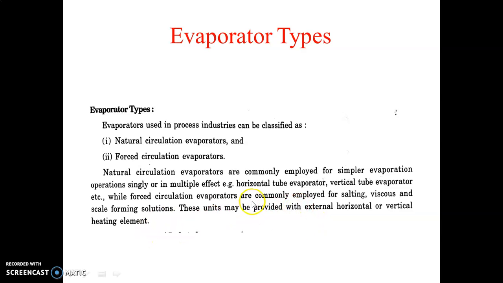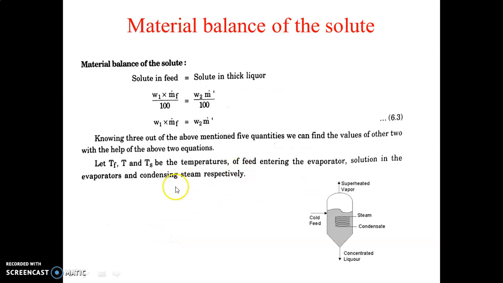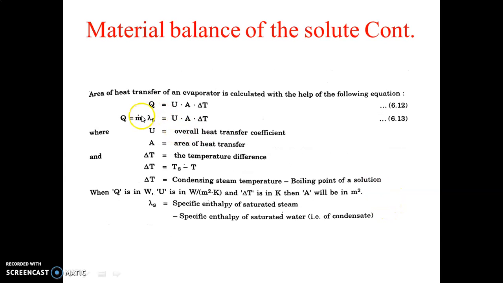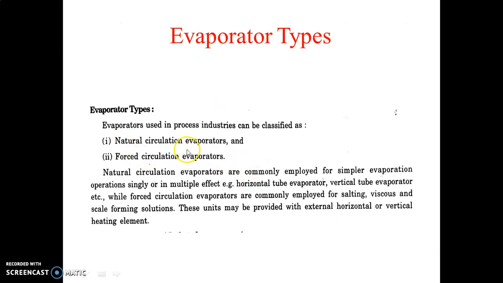So we will discuss the different types of evaporators one by one in the next lecture. So in today's lecture we have discussed only how to calculate the heat balance, and then we have discussed how to calculate the boiling point of the solution by using P and T dash. Then Q is equal to UA delta T. And at the end of this lecture we have discussed that there are two types, natural circulation and forced circulation evaporators. The remaining part we will discuss in the next lecture.